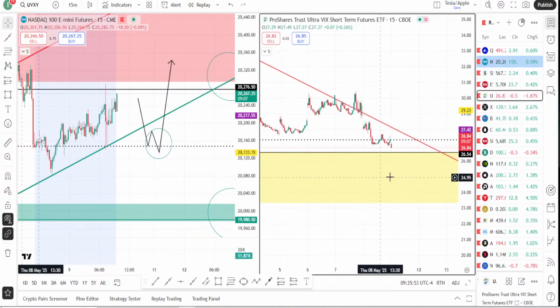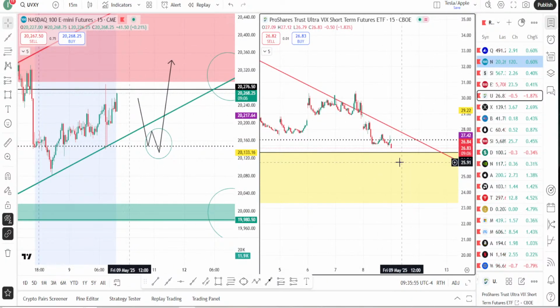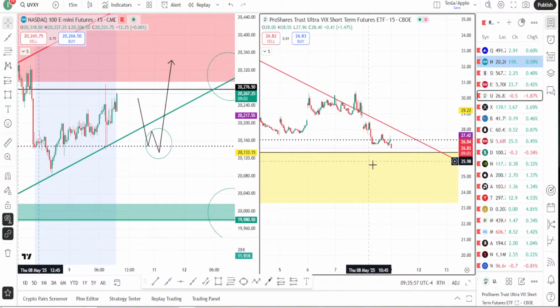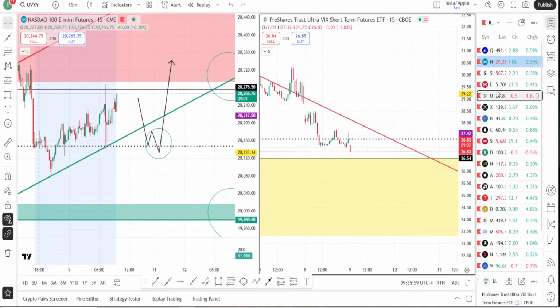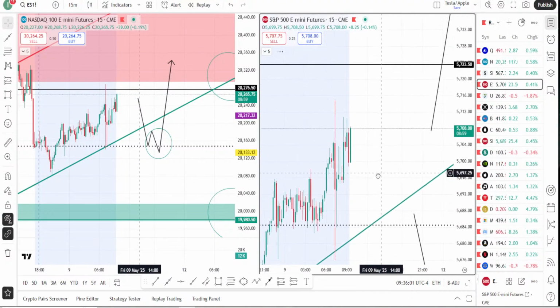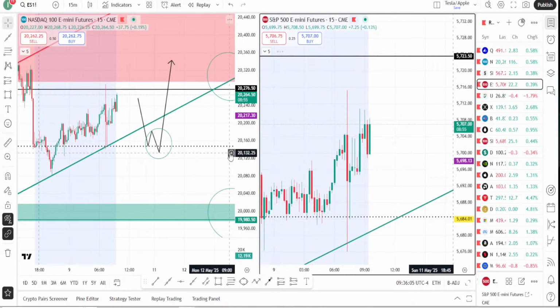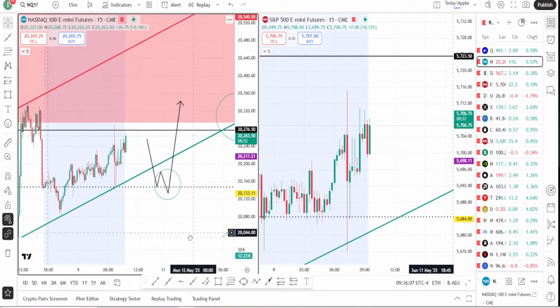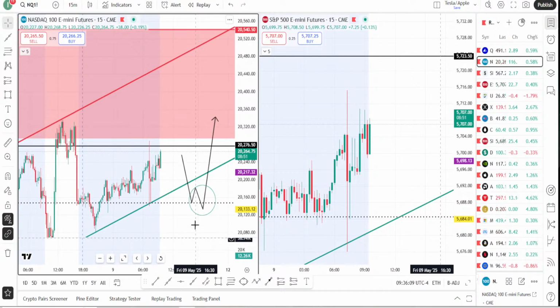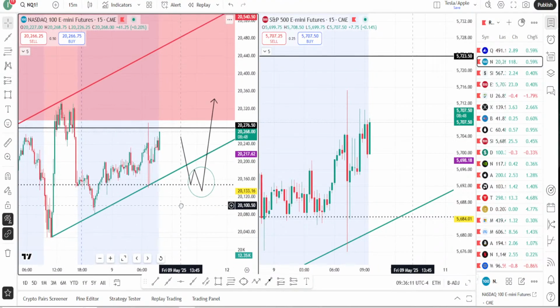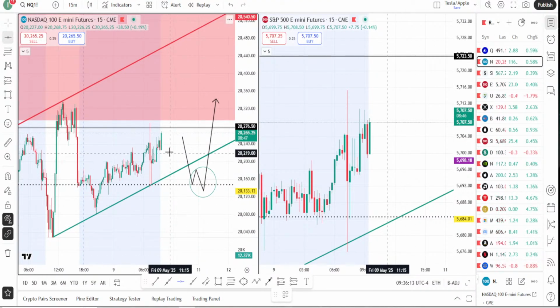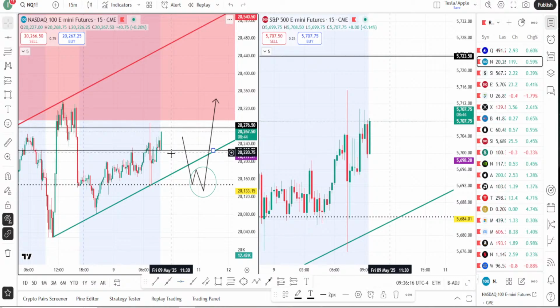So far looking so good. Market's ripping. VIX is going down, just as we planned. Alright, so what we're gonna do is mark the high and the low of the first 15-minute candle. It's gonna be the low right here.